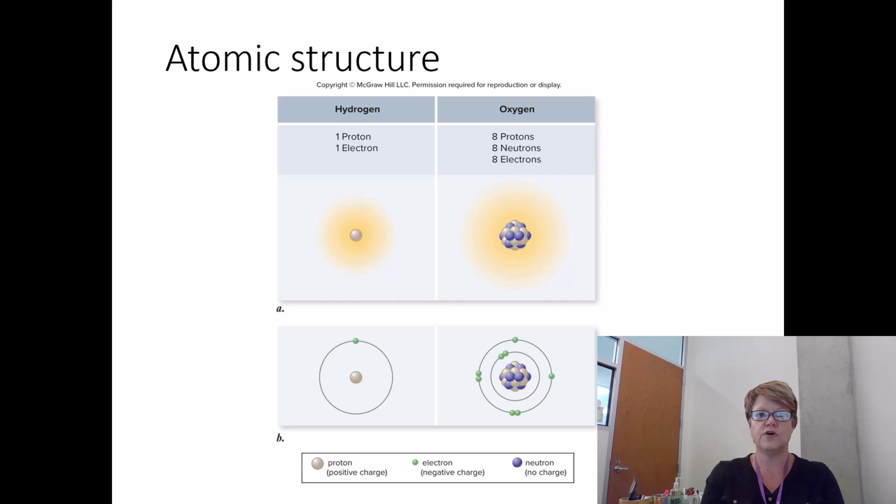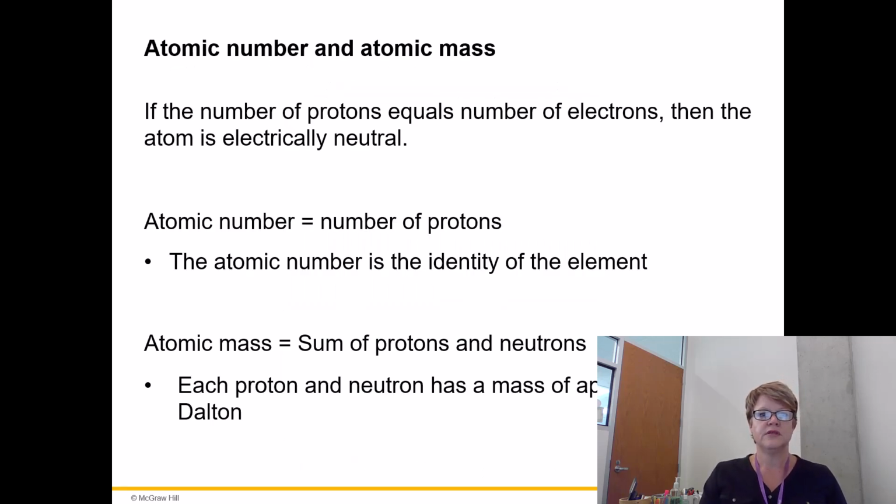And the charge of one oxygen atom, the way that this has been presented, since there's an equal number of protons, which have a positive charge, and an equal number of electrons, which have a negative charge, the charge of the overall atom would be 0 or neutral. And the neutrons don't contribute any charge to that consideration. All right, so to review, atomic number and atomic mass. If the number of protons equals the number of electrons, then the atom is electrically neutral or charge neutral.